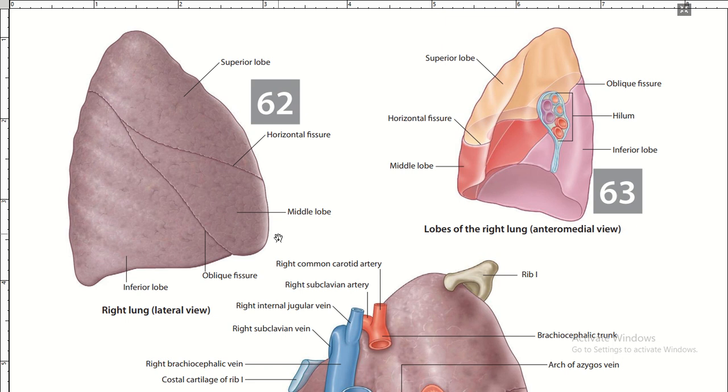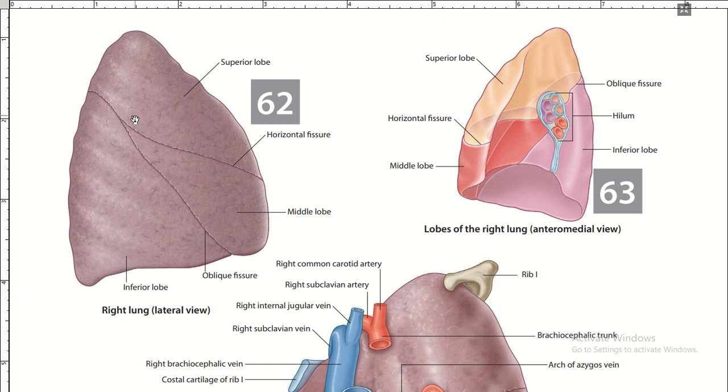Second, the right lung is going to be divided into 3. The right lung has 3 lobes, while the left lung has only 2 lobes. As you can see here, we have a superior or cranial lobe, a middle, and an inferior or caudal lobe. They are all divided into these 3 lobes by 2 fissures: a horizontal fissure and an oblique fissure. The horizontal fissure is the one that is unique.